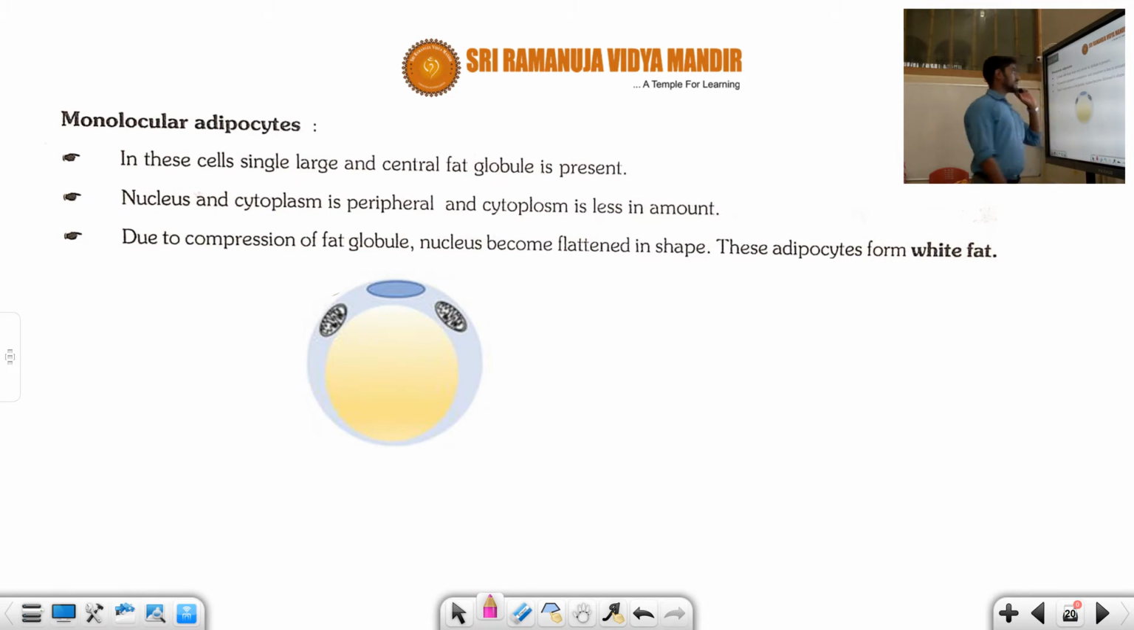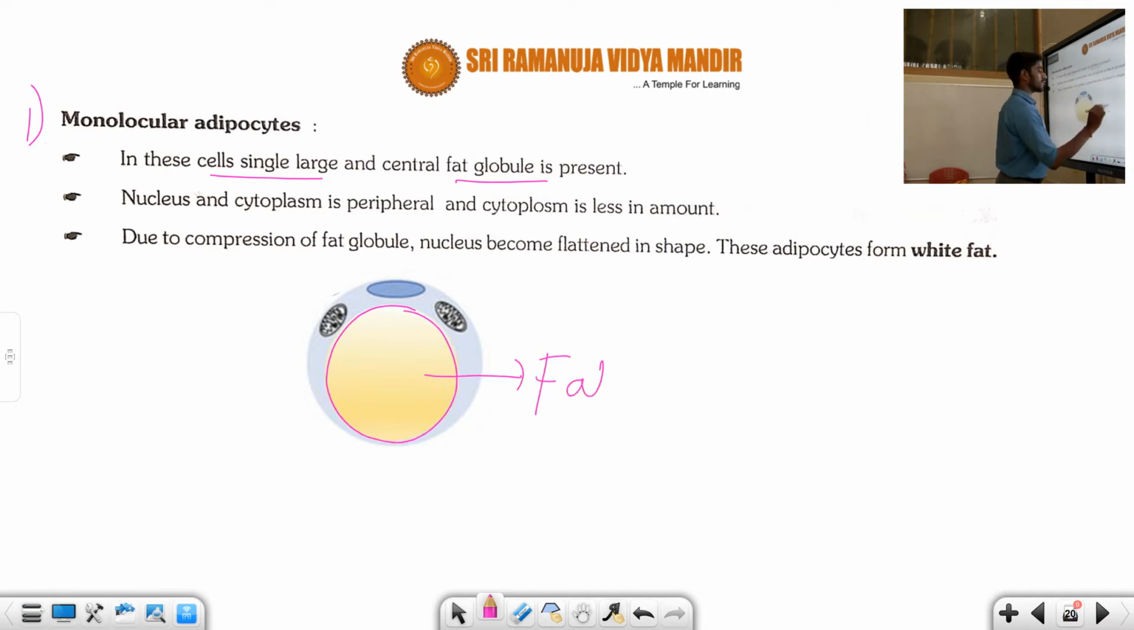Coming to the first type of adipose cells, the monolocular adipocytes. This is a single large cell. You can see a central fat globule is present, and you can see this part is called the fat globule. The nucleus and the cytoplasm are peripheral, and the cytoplasm is in a small amount.